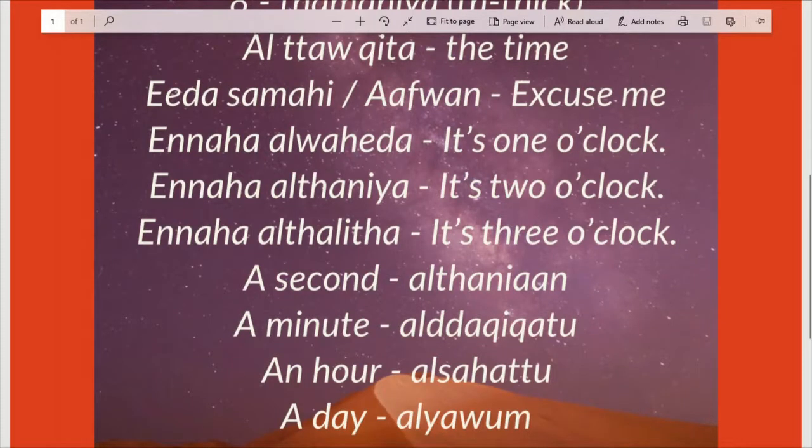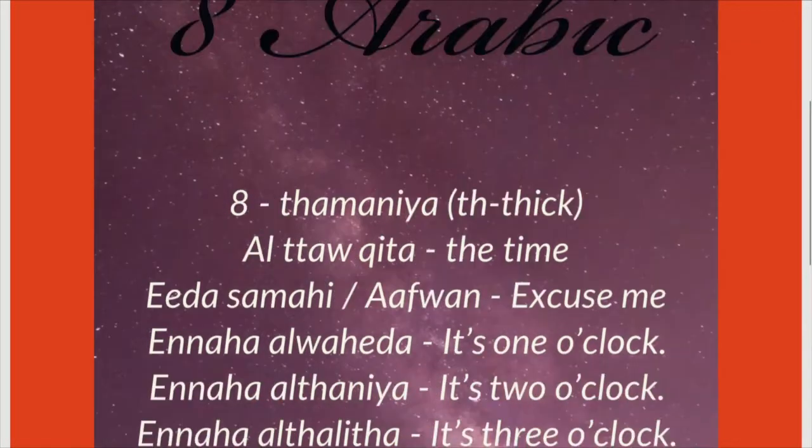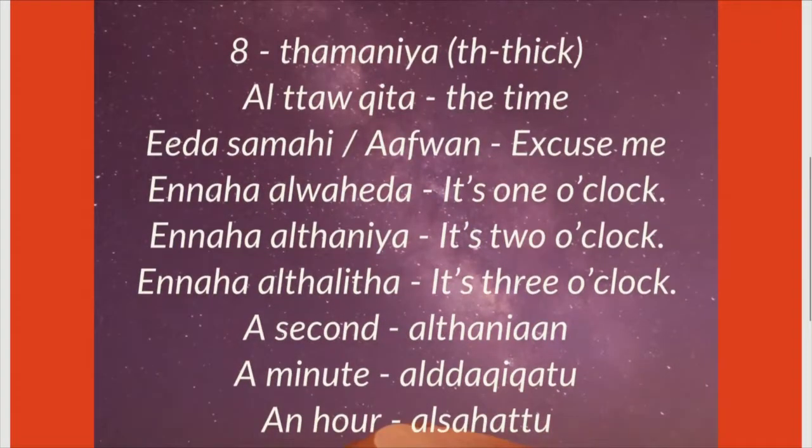Okay, folks, our 8th lesson in Arabic is about time. Right over here, we start with the number 8, Thamania. If you probably already noticed, there's a lot of TH and H in Arabic, and it's usually pronounced with a th, like a thick. So, 8, Thamania. The time in Arabic, al-tawqita.